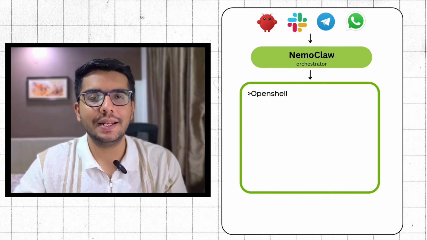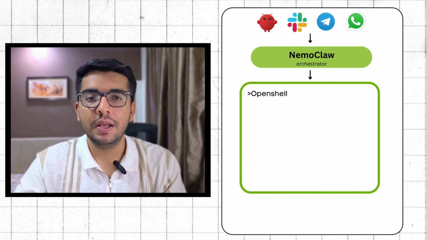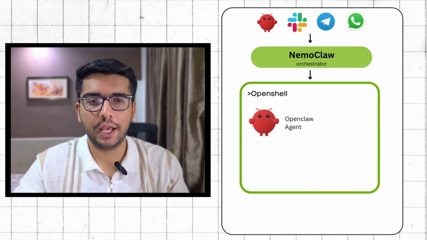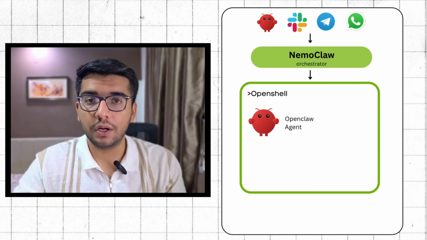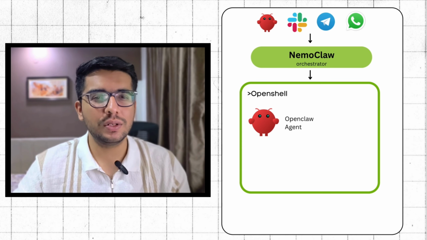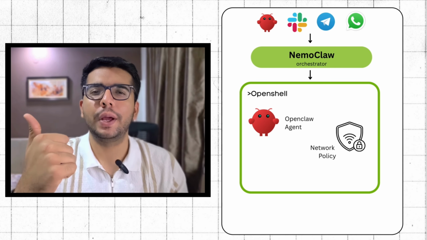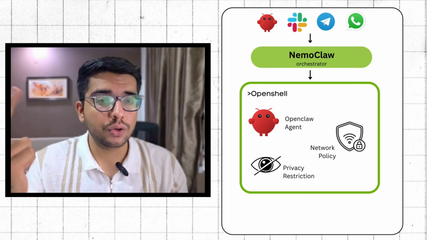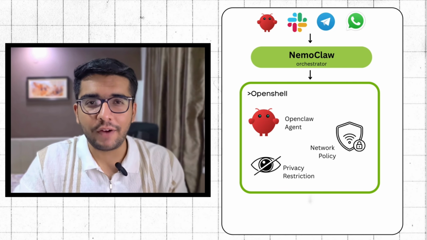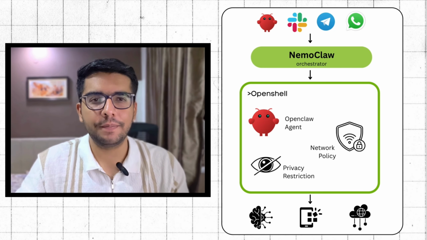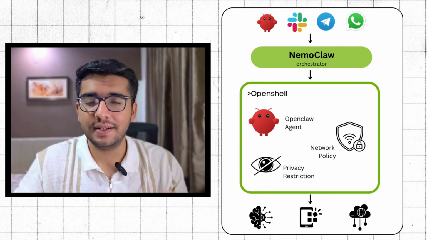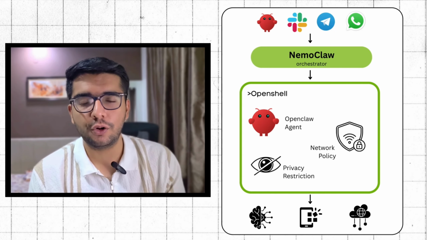After that, the request reaches OpenShell. Now OpenShell is the core and the heart of the entire system. This is where real execution happens. It's a sandbox environment where we have our agent running, which is OpenClaw. Along with that, we have all the controls in place like network policies to control outbound access, privacy restrictions to control what data can be accessed. We have logs to track what the agent is doing. And then finally, this layer connects us to models, apps, and APIs. So whether the agent is calling an LLM or accessing external systems, everything is routed through these controlled policies.